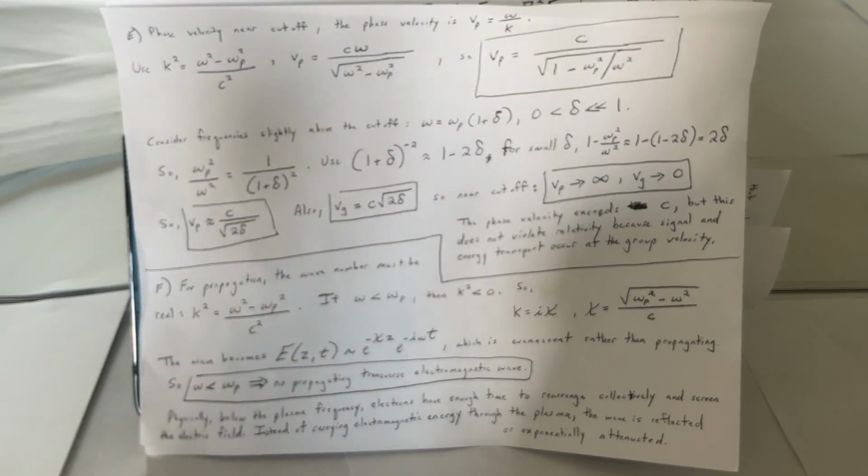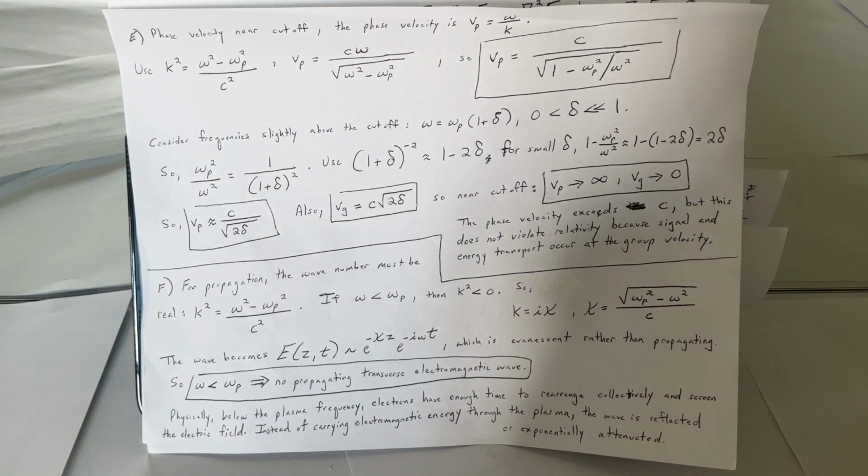So near the cutoff, we have the following: V sub P approaching infinity and V sub G approaching 0. So the phase velocity exceeds C, but this does not violate relativity because signal and energy transport occur at the group velocity.